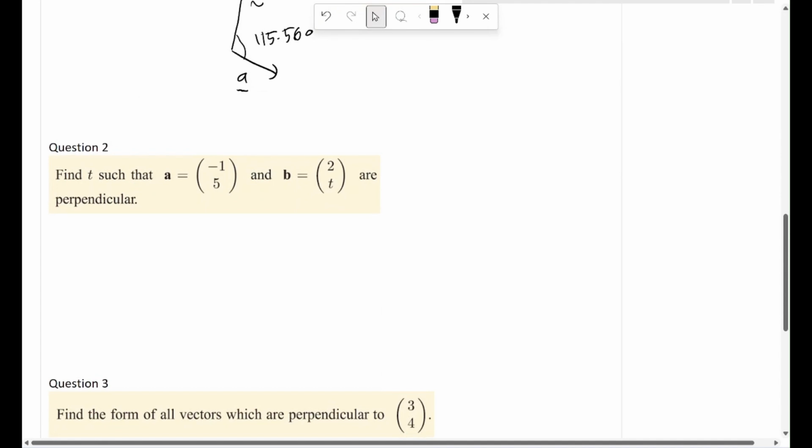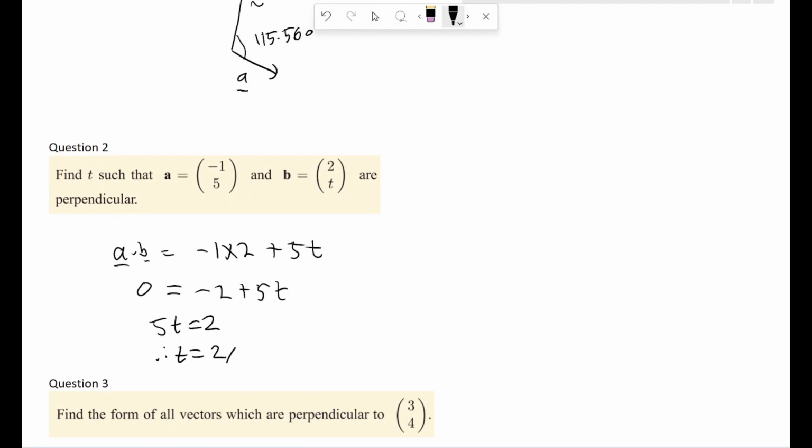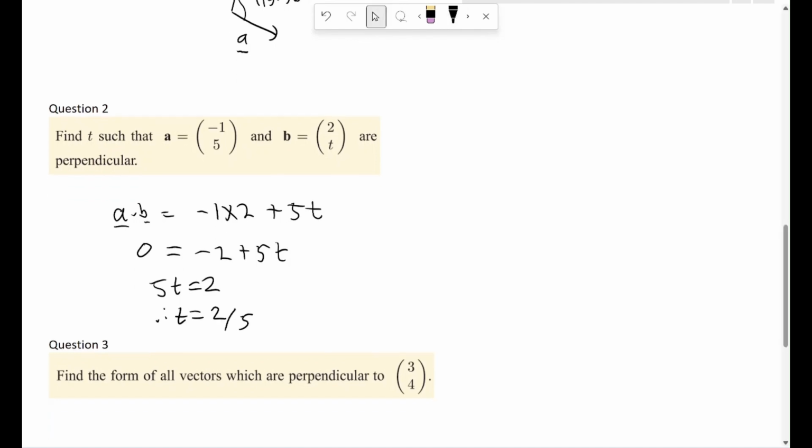So A dot B, if we work that out, it's going to be minus 1 times 2 plus 5t, which is minus 2 plus 5t. And we wanted this to equal 0. So 5t equals 2. Therefore, t equals 2 over 5. And that's what you do for that question.